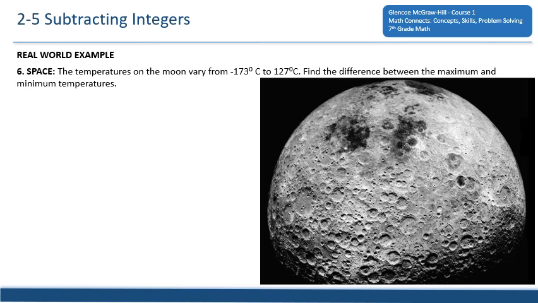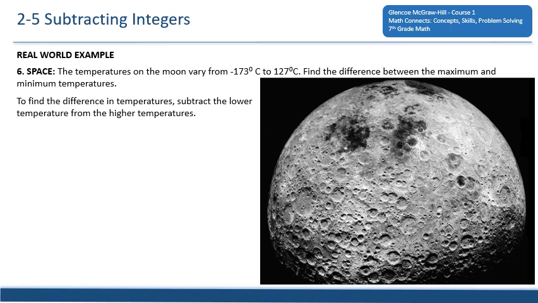Real world example. Space. The temperatures on the moon vary from negative 173 degrees Celsius to 127 degrees Celsius. Find the difference between the maximum and minimum temperatures. To find a difference in temperatures, subtract the lower temperature from the higher temperature. So the higher temperature is 127 and the lower temperature is negative 173.